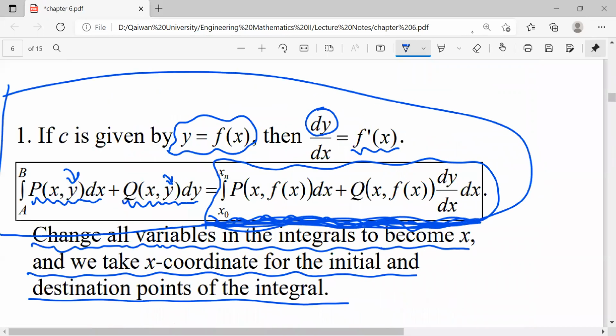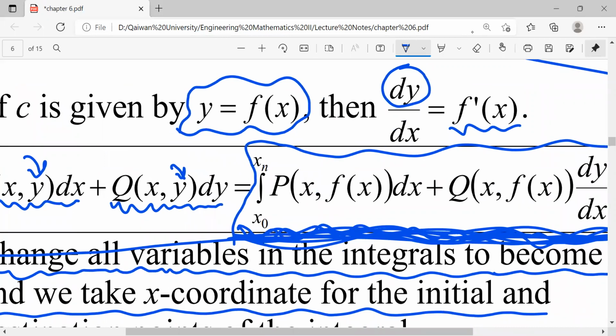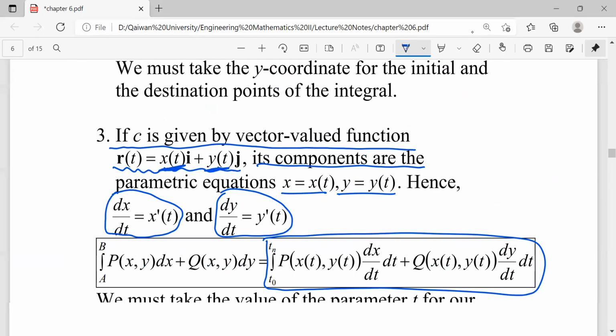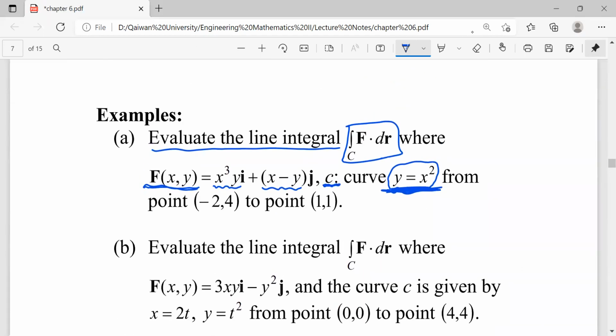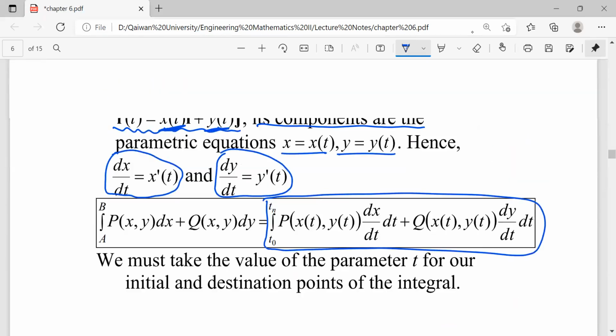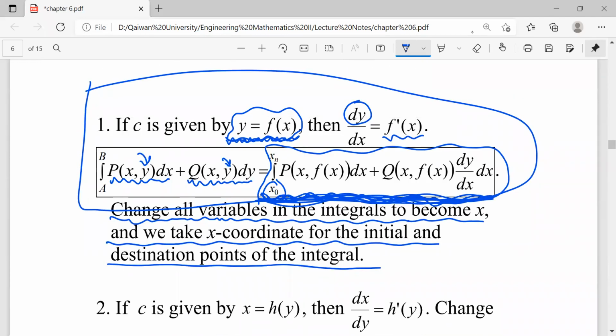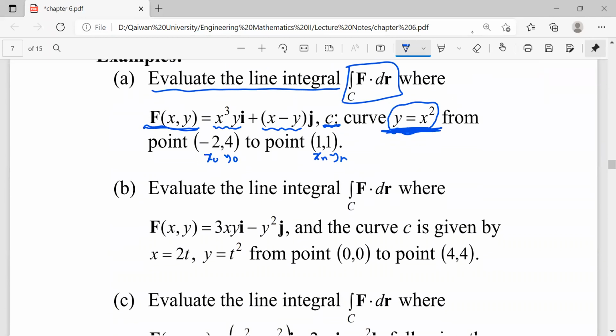We use this rule because the curve is given as a function of x. Here the limits of the integration are x naught and xn. We just take x naught and xn, that means from -2 to 1. We don't care about y values, because we take the integration with respect to x. That means the limits for the integration must be x naught and xn, so they are -2 and 1.